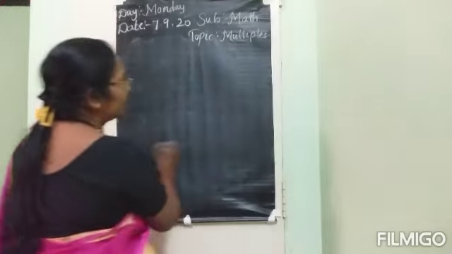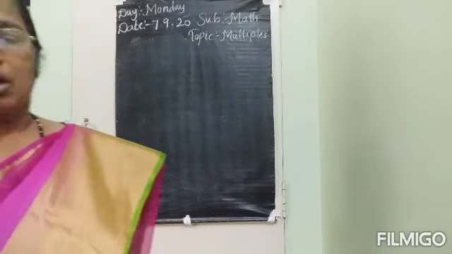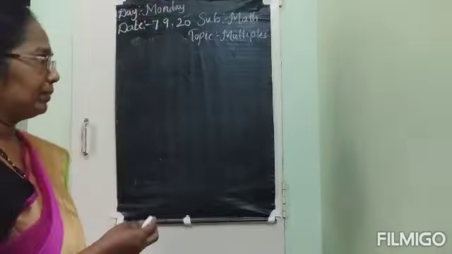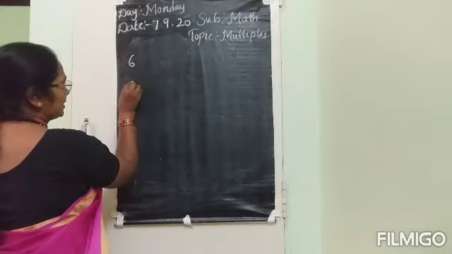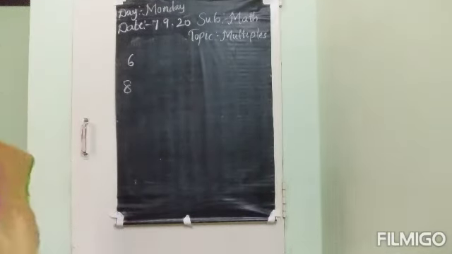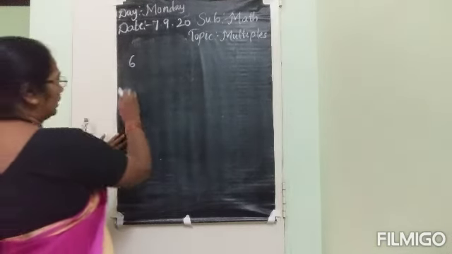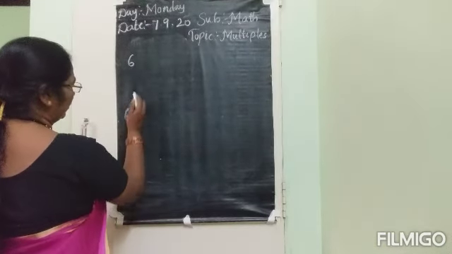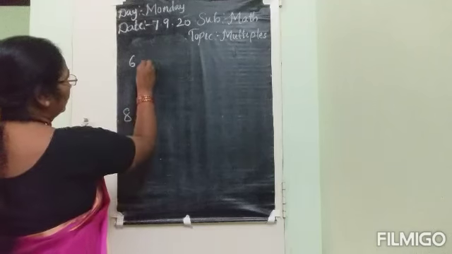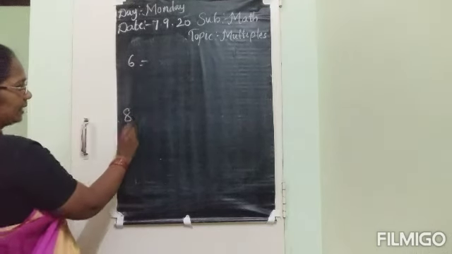See, children, we'll give you two numbers and ask for all their common multiples. For example, the two numbers are 6 and 8. You have to write the 6 and 8 tables. Okay, I have written the 6 table and the 8 table.